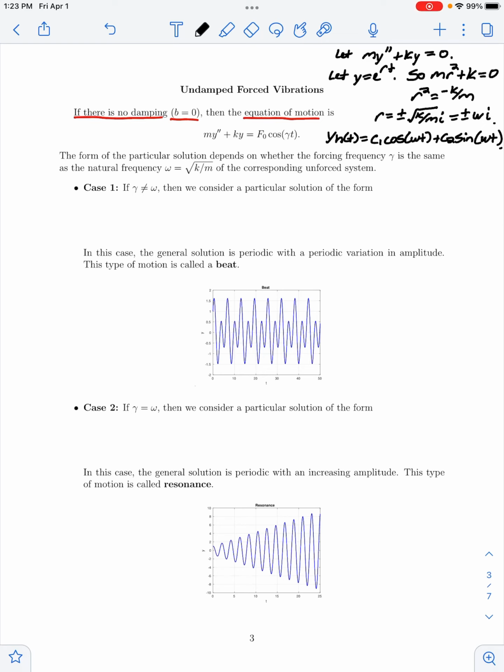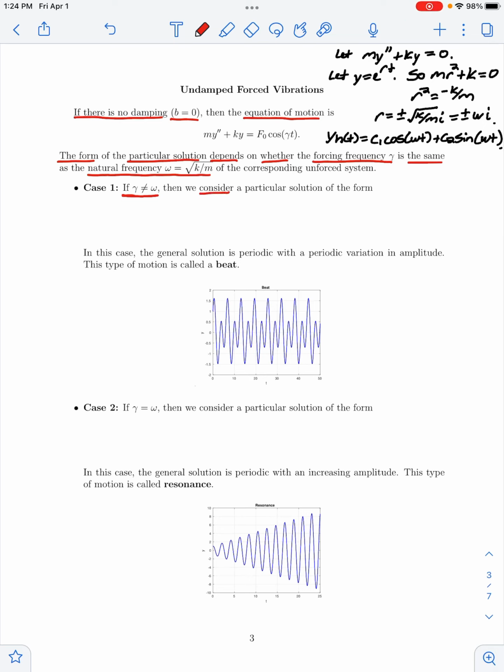Now our next step would be to find a particular solution, which we could find making use of the method of undetermined coefficients, which requires us to determine the form of our particular solution. So in this case of no damping, the form of our particular solution will depend on whether that forcing frequency, gamma, of our external forcing function is the same as the natural frequency of the unforced system, omega, which we were saying is the square root of k over m. So we have two cases to consider in the case of undamped forced vibrations. The first case is if the external forcing function has a frequency gamma, which is different from the natural frequency omega of the unforced system.